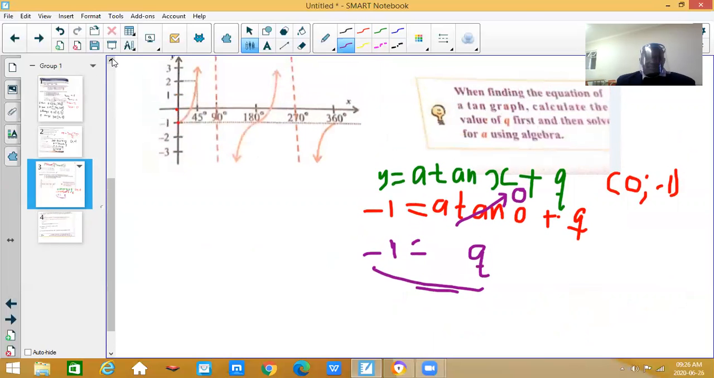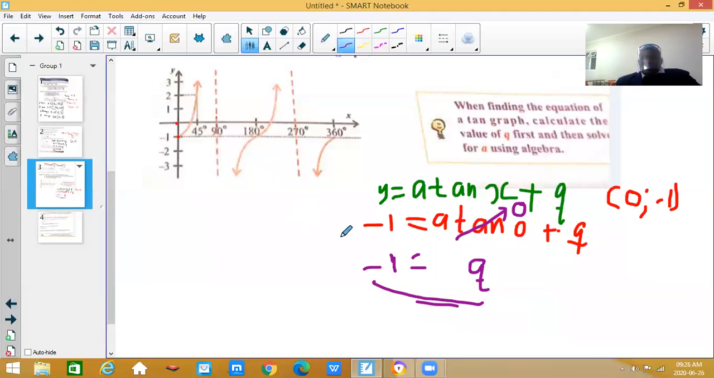Now let's go back. After we have got q is equal to -1, we go back to our equation, which is y is equal to a tan x plus q. Now we can find the value of a. Because you have got the value of q, you can now replace it with -1 here.